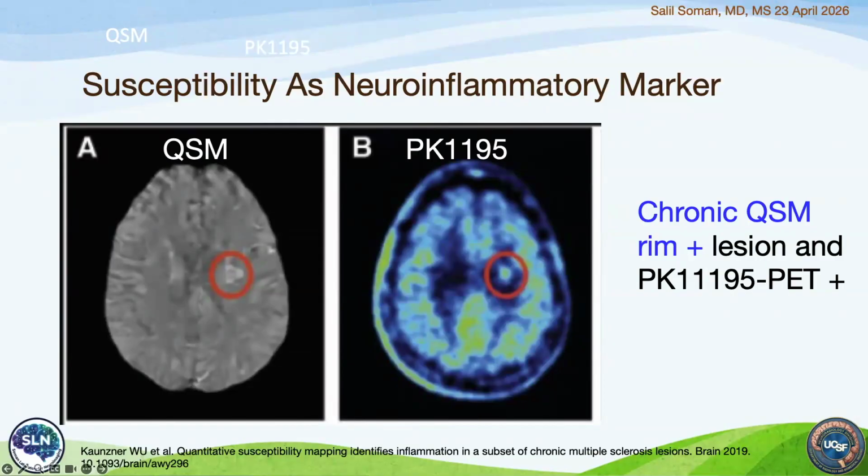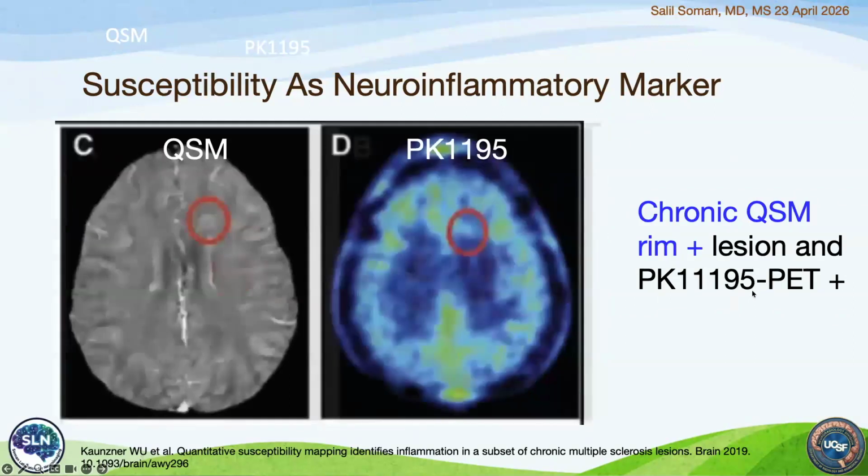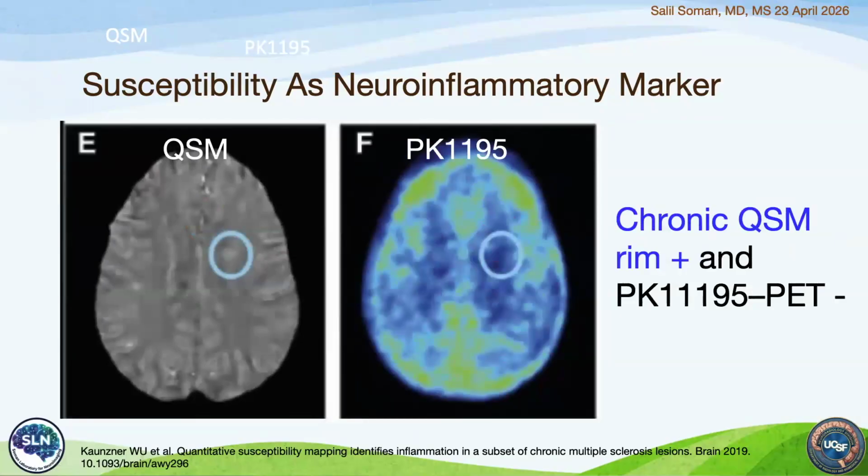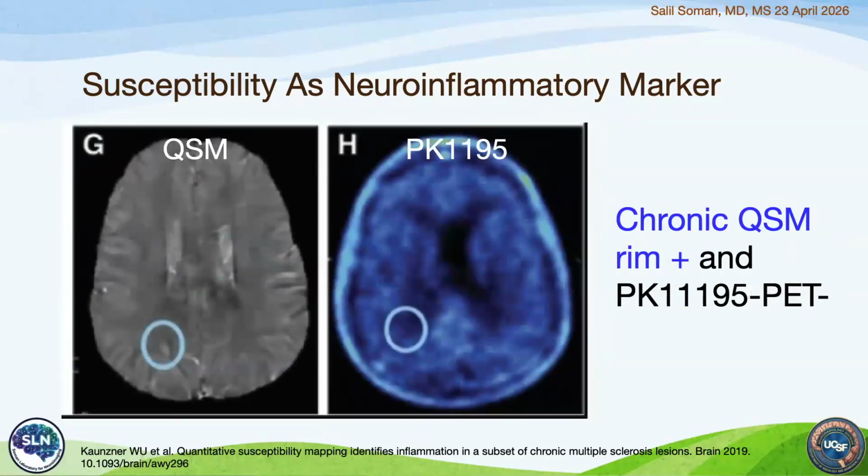Here's an example of using this tracer where you see the chronic demyelinating lesion. This is not enhancing, and you can see it hot on this PK 11195 PET. Here's another patient, same deal. You can see it hot on the PET, and you can see it on the QSM. But then here is one where you can see the chronic demyelinating lesion and nothing. Whether this had to do with some genetic background, I don't know. Here's another case, another chronic demyelinating lesion, nothing on the PET.